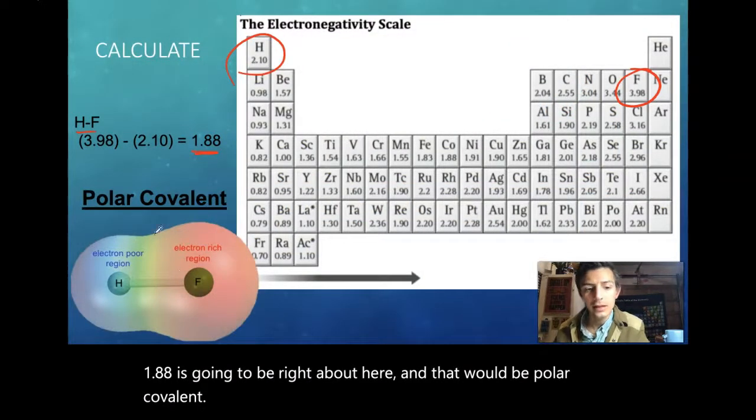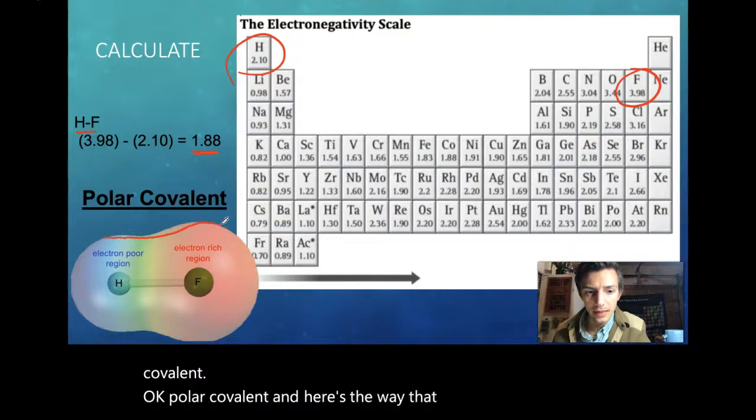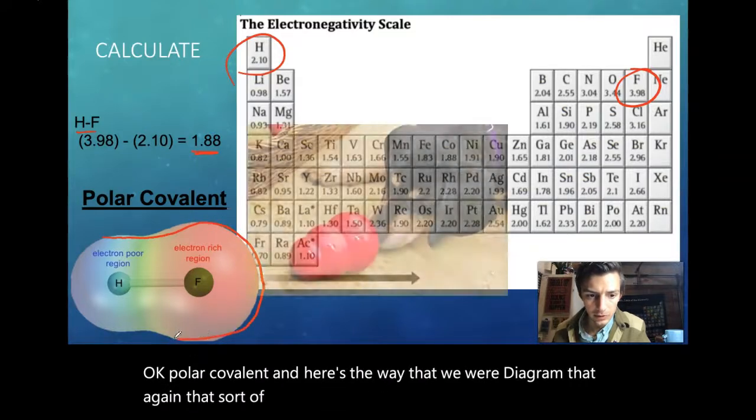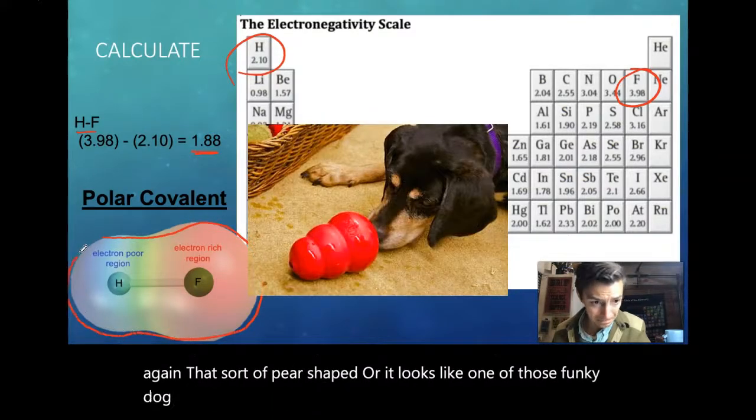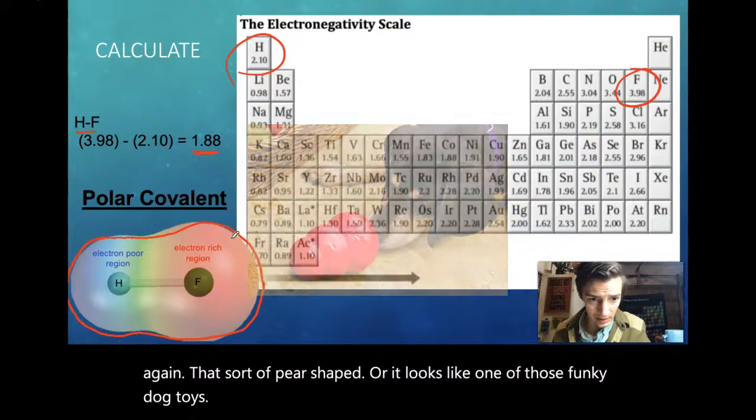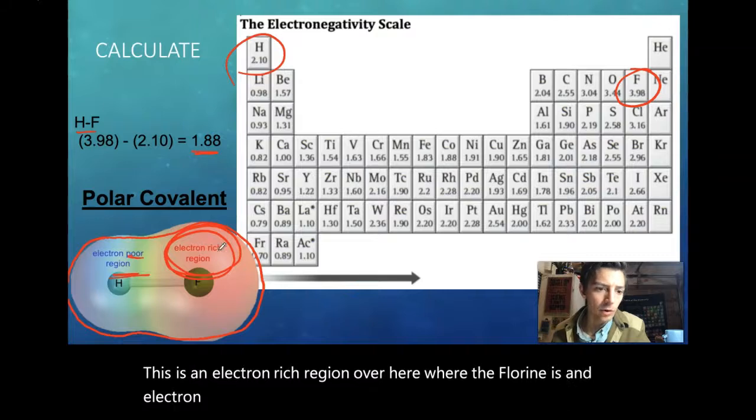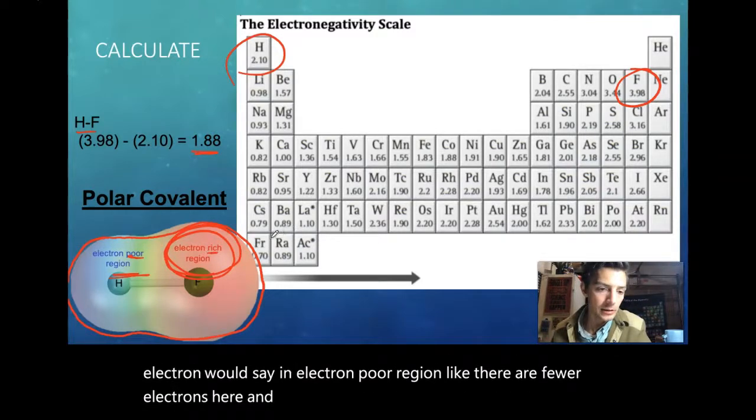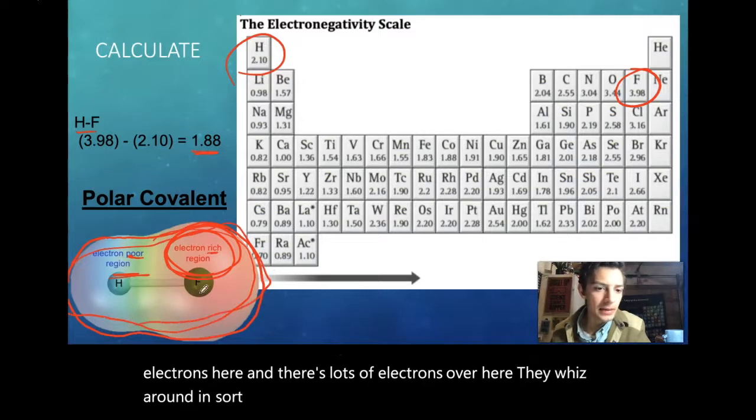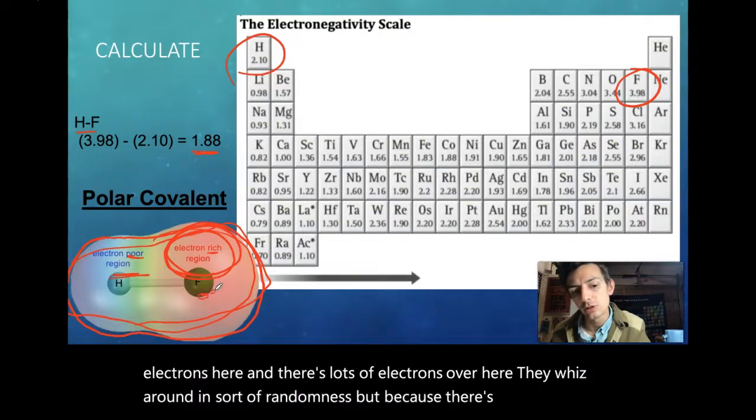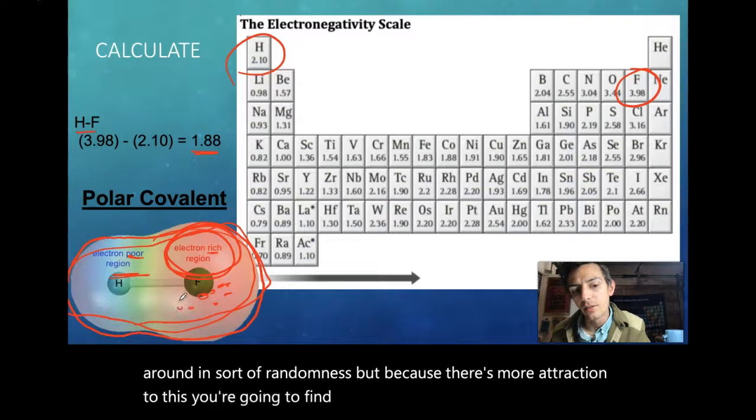Okay, polar covalent. And here's the way that we would diagram that. Again, that pear-shaped cloud, or it looks like one of those funky dog toys. This is an electron-rich region over here, where the fluorine is, and what we'd say is an electron-poor region. There are fewer electrons here, and there's lots of electrons over here. They whiz around in randomness, but because there's more attraction to this side, you're going to find them more often on this side than you would find them over here.